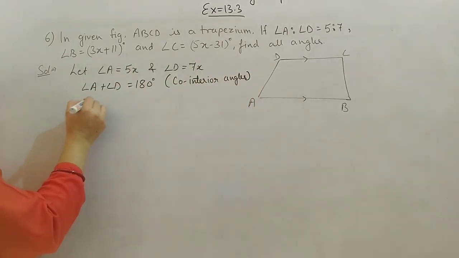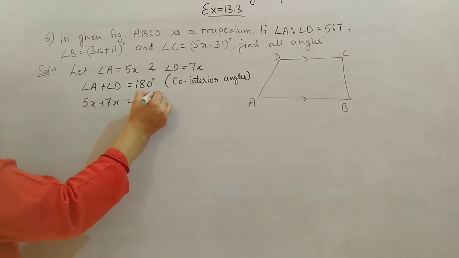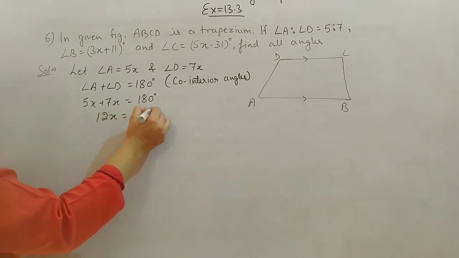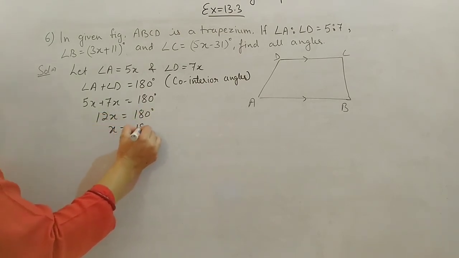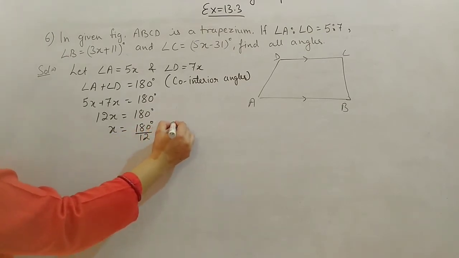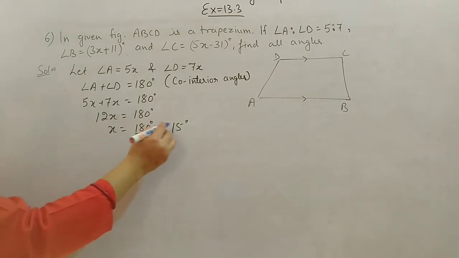So 5x plus 7x is equal to 180 degrees. 12x is equal to 180. So x will be 180 divided by 12. You can cancel: 12 ones are 12 and 12 fives are 60. Means the value of x is 15 degrees.